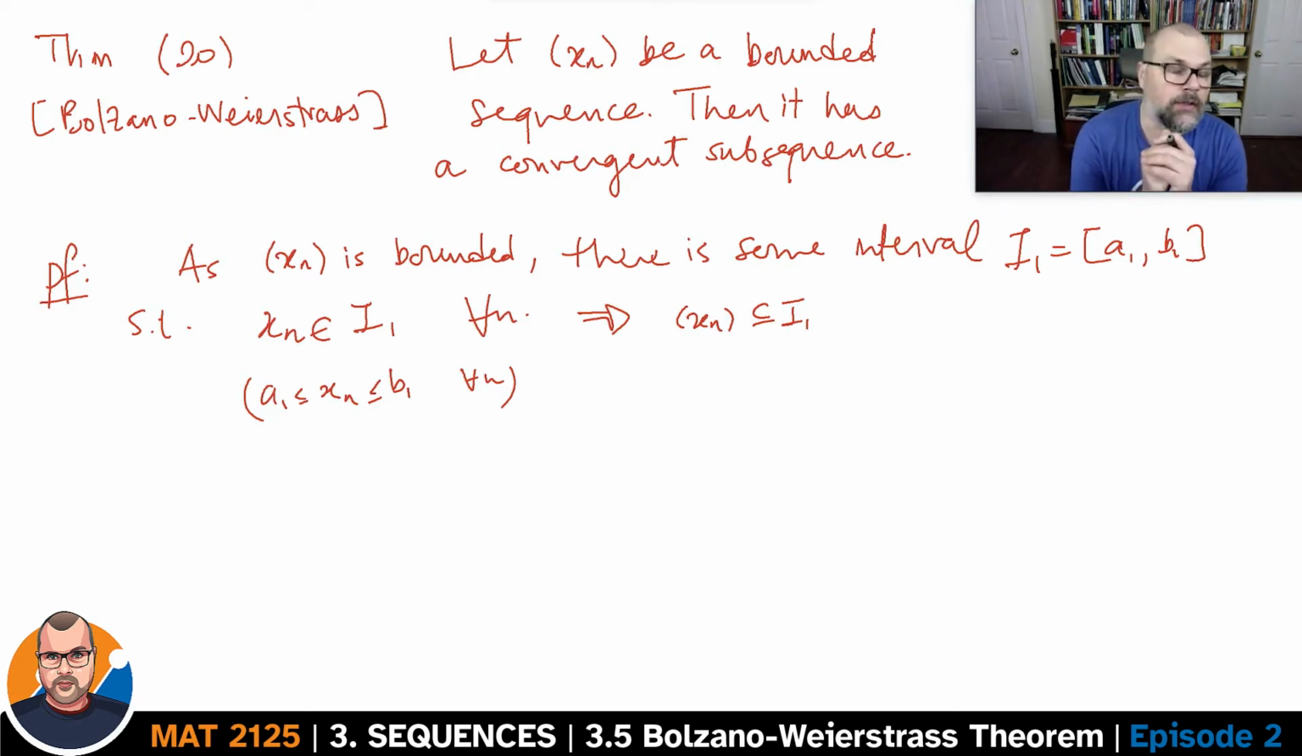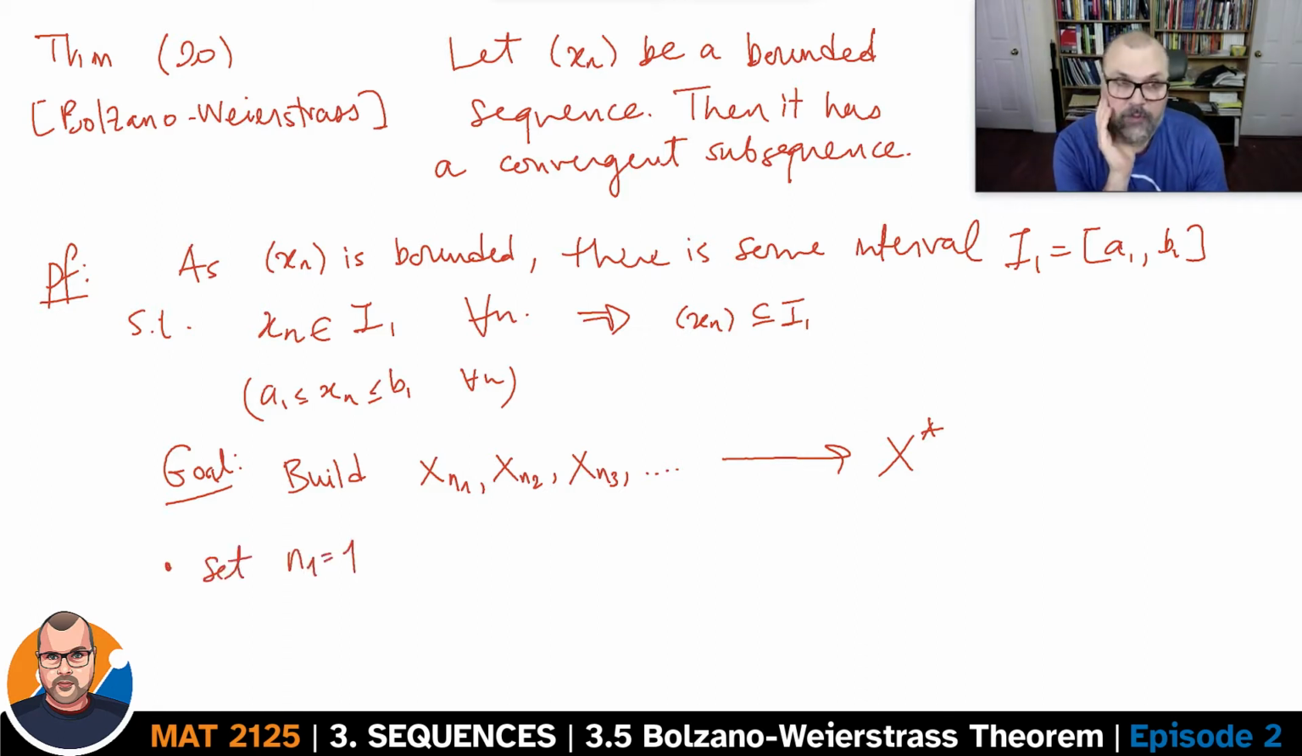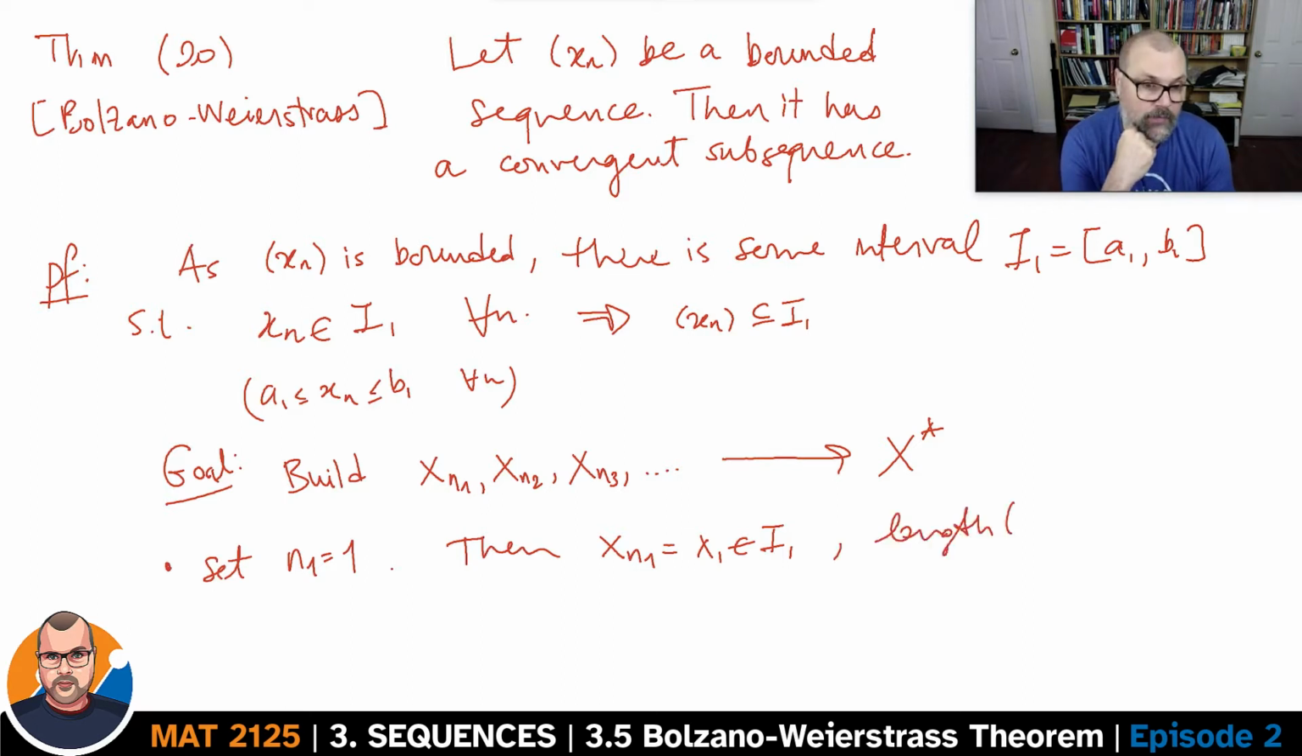We are going to build the subsequence x_{n_k}, which is the convergent subsequence. Our goal here is to build this subsequence, which will converge to some value x or x star. Our first index n1 will just be 1. In that case, x_{n1}, which is just x1, belongs to the first interval I1. And what we do know as well is that the length of I1, this distance here, is going to be b1 minus a1.